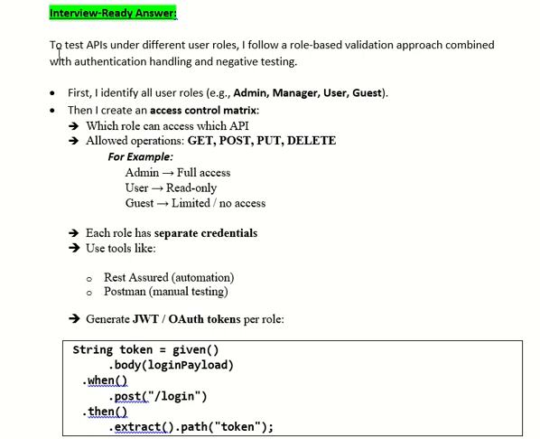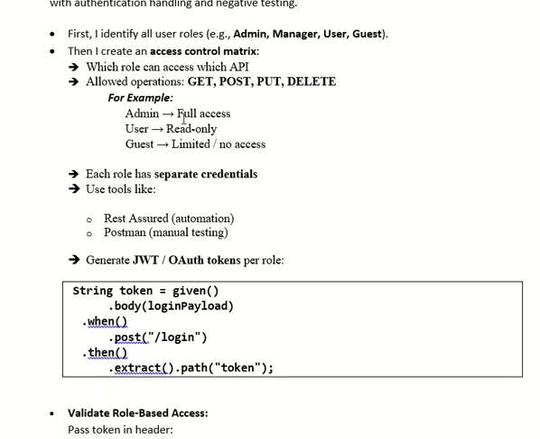roles, I follow a role based validation approach combined with authentication handling and negative testing. First, I identify all the user roles, for example, admin, manager, user, guest. Then I create an access control matrix showing which role can access which API and the allowed operations like GET, POST, PUT, DELETE. For example, admin has full access, user has read-only access, and guest has limited or no access. Each role has its own separate credentials.